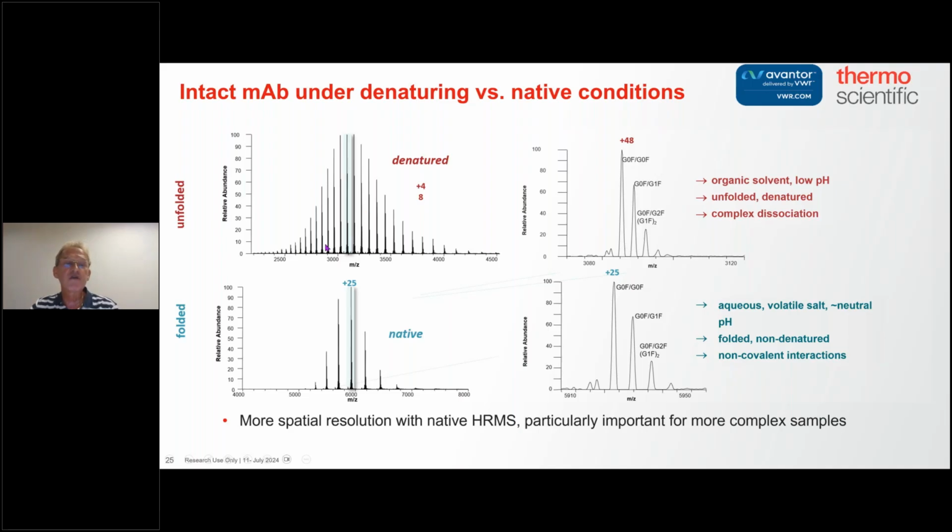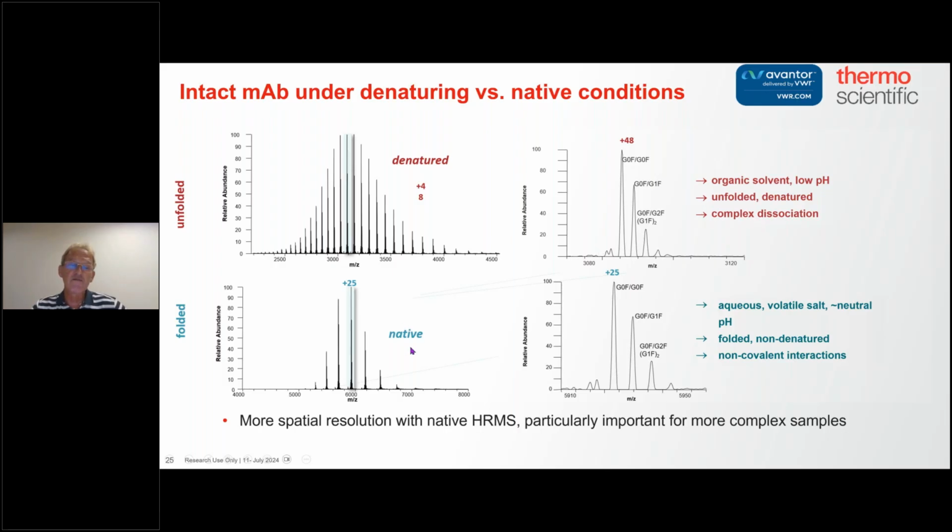But if you use the MabPack RP, you've denatured your protein, you're in solvent, and you'll get a big charge state distribution around about 3000. Now, if you pick any one of those charge states, you'll actually see the glycan distribution underneath the charge state.